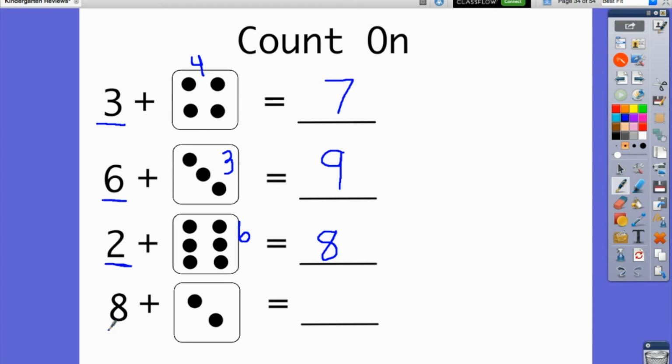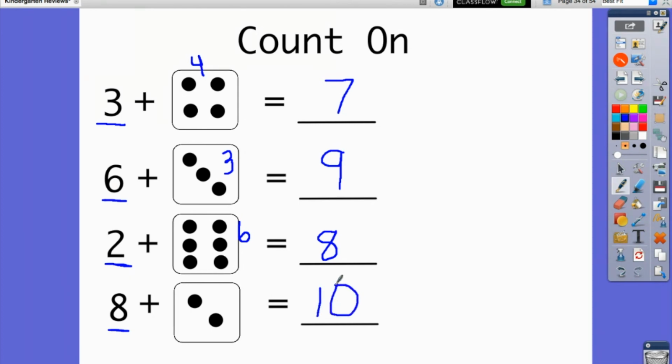Let's look at the last one. 8 plus something. So I'm starting with 8. We count on to get our answer. I want you to go ahead and count on from 8. Do that on your own. What number should I fill in my blank? 8 plus these dots right here equals what? What did you get when you counted on?